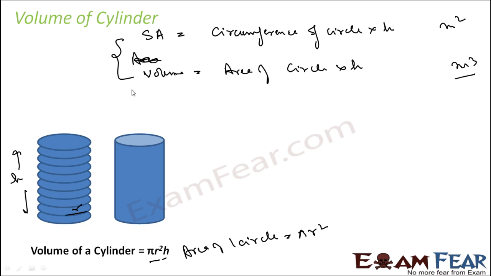Understand, very critical concept. To find the surface area of the same cylinder, we took the circumference of this circle, and then we multiplied with height to get the surface area. To find the volume, we'll find the area of the circle and then multiply with the height to get the volume.